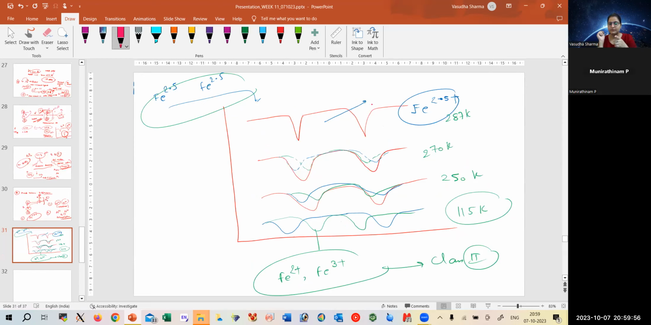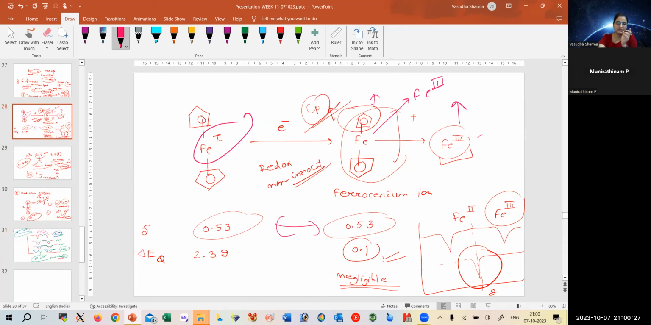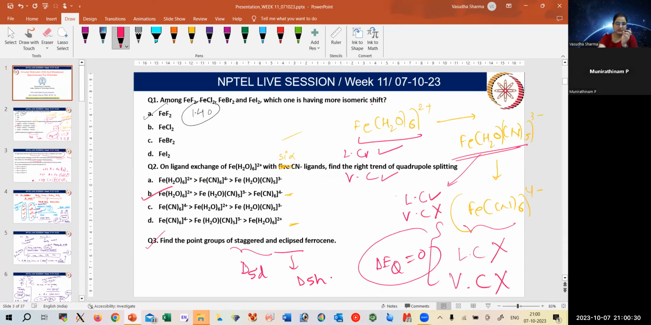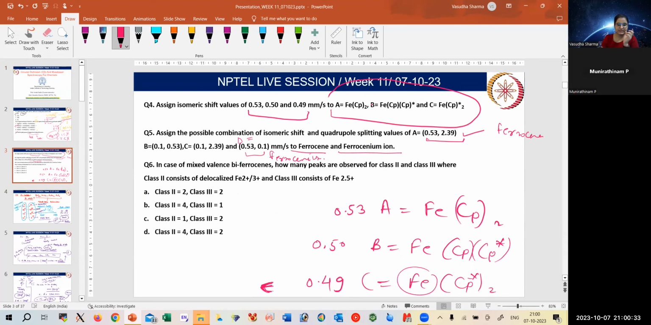So here you saw that in case of iron 2 and iron 3, which is class 2, we can have the peaks for iron 2 also, iron 3 also, right? So that is the case of class 2. So how many peaks? 1, 2, 3, and 4. Whereas when we are having 2.5 plus oxidation state, we cannot distinguish which one is what. So both irons are having the same oxidation state, so one peak will split into two. Therefore only 2 peaks there and 4 peaks for class 2. So the answer for this question is class 2 is having 4 peaks and class 3 is having 2 peaks.